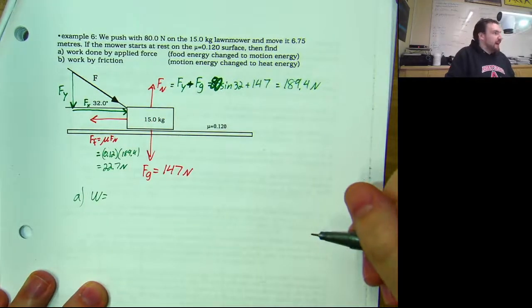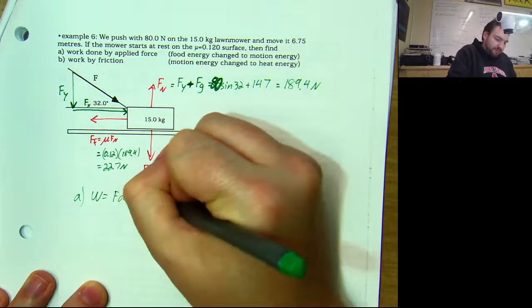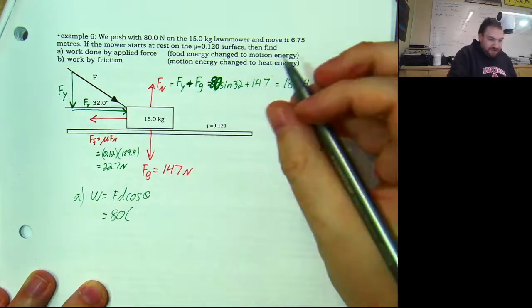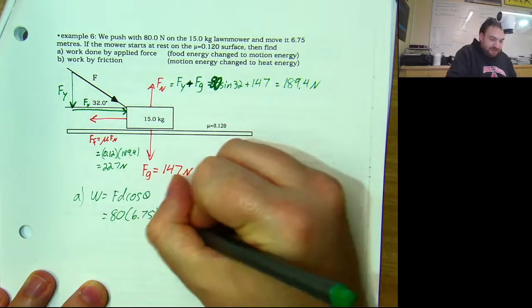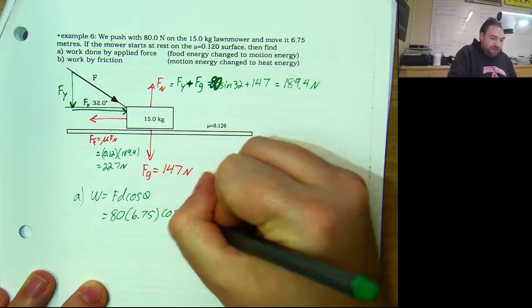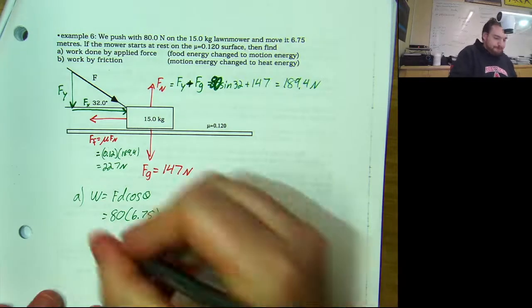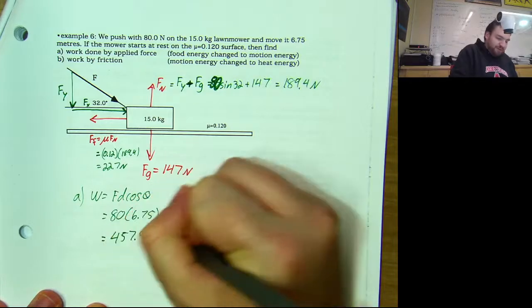Because my force is acting at an odd angle, work equals FD cos theta. So that's just going to be my 80 Newton force times the distance this thing is moving, 6.75 meters, times the cos of the angle between the force and my plane of motion. 457.9 joules is what I got.